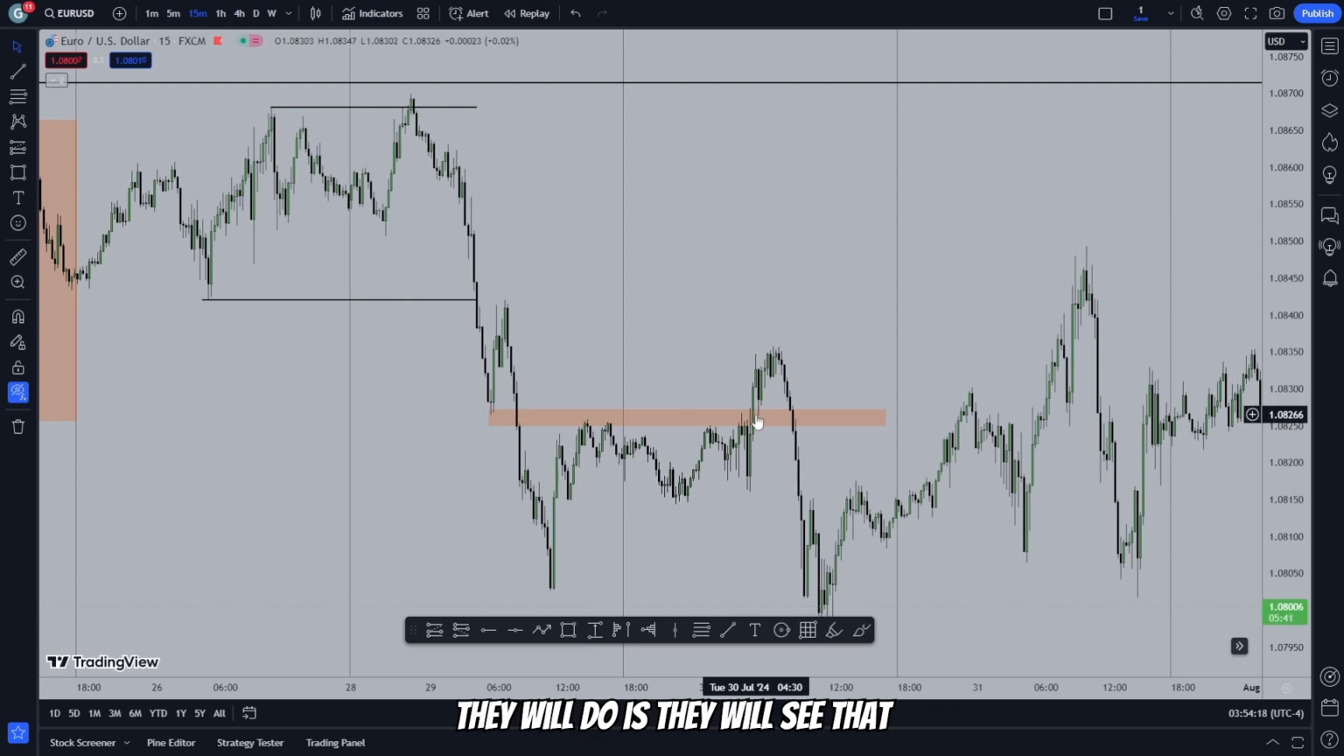What they will do is they will see that this is a breakout, and then they will try to take trades, because they are not framing trades with their higher time frame narrative. They're not bringing the higher time frame narrative into their smaller time frame trading, right? So that's why I will take a sell over here.